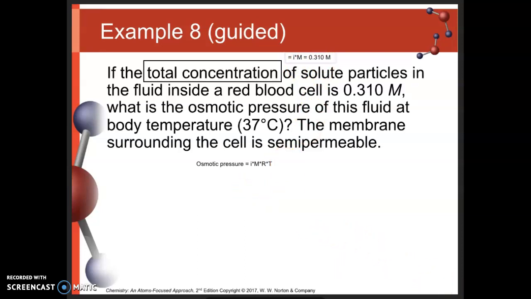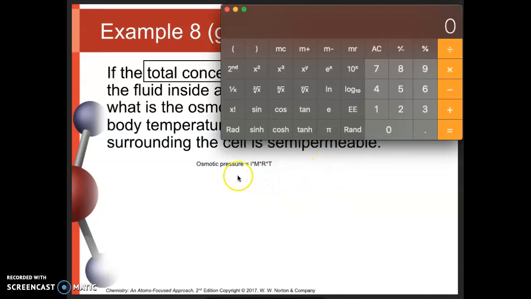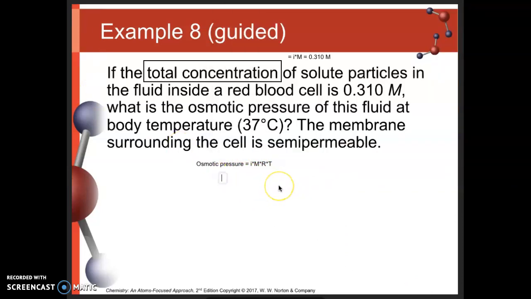Now, in our calculation here, our osmotic pressure that we want is 0.310 molar times R. R, we can choose whatever value we want. I'm going to go with 0.0821 liter atmospheres per mole Kelvin.